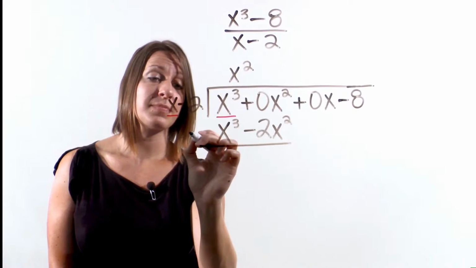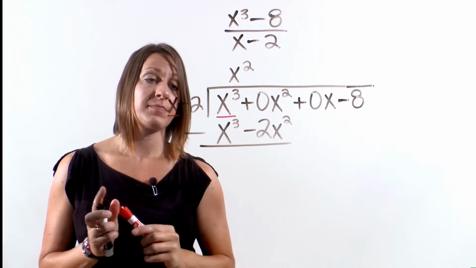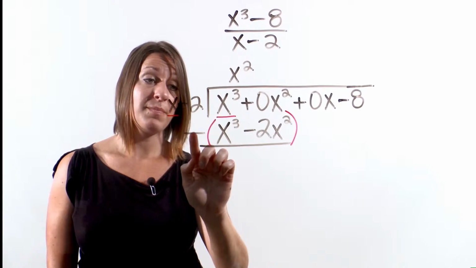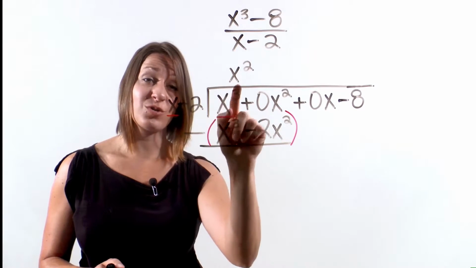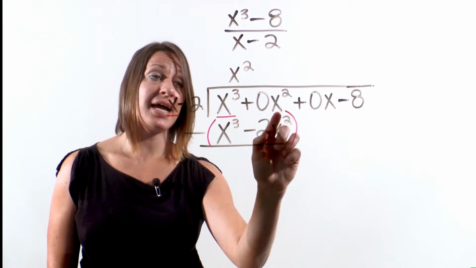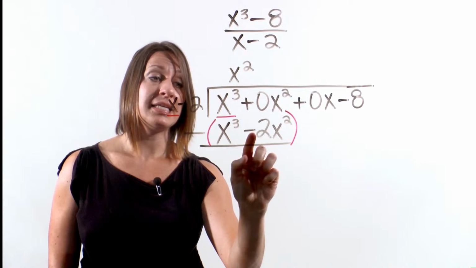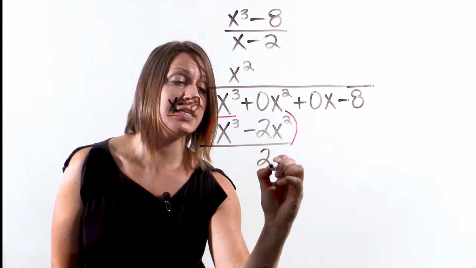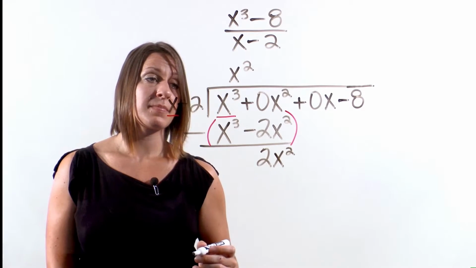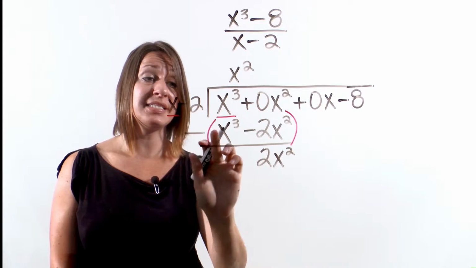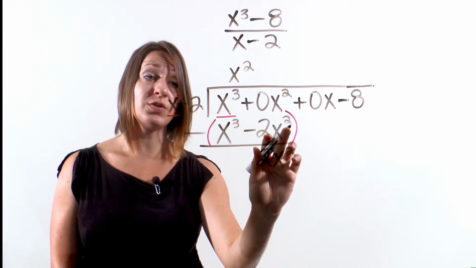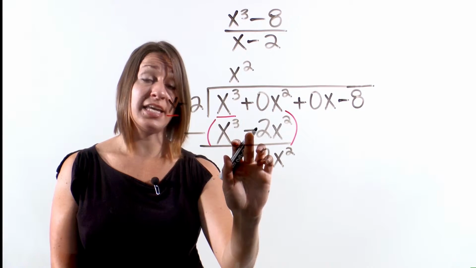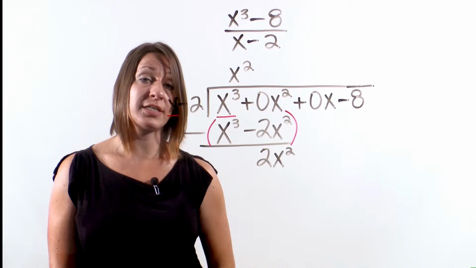We're going to draw a line, our subtraction sign. We're ready to subtract. X cubed minus x cubed is 0. The x cubed crosses out. 0x squared take away negative 2x squared is actually a positive 2x squared. Let me repeat that. 0 minus a negative 2x squared. We could also think of it as adding the opposite. If we change this to an addition and the negative 2 to a positive 2, we would produce a 2x squared.